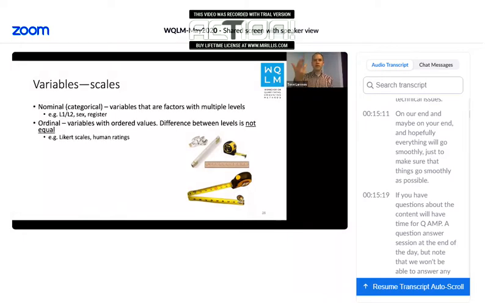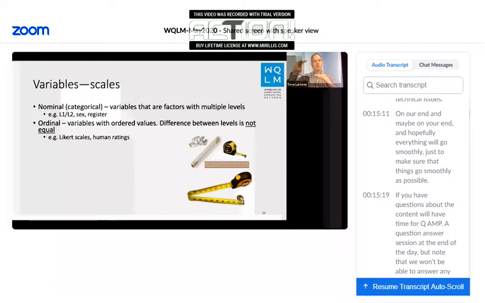Contrast that with the first numerical variable that we'll talk about, which is ordinal. And in ordinal variables, these levels of the variable have an order to them. The numbers mean something because they allow us to rank order the variables in some way. So think of Likert scales or other types of human ratings where we believe that a 5 is greater than a 4 and a 4 is greater than a 3 on this scale. However, the difference between these levels is not necessarily equal.